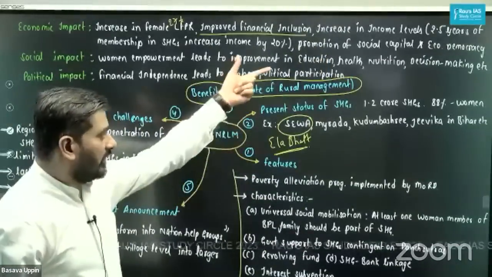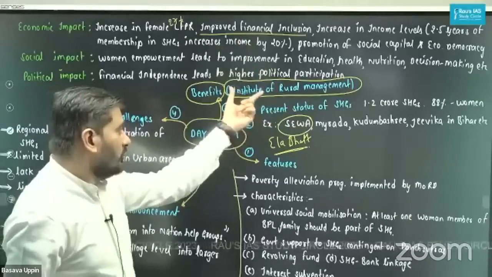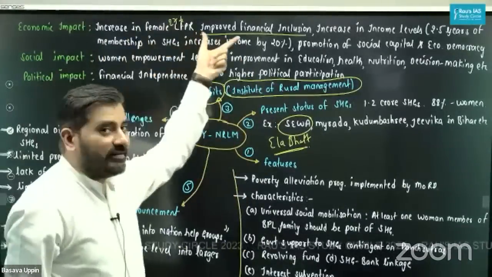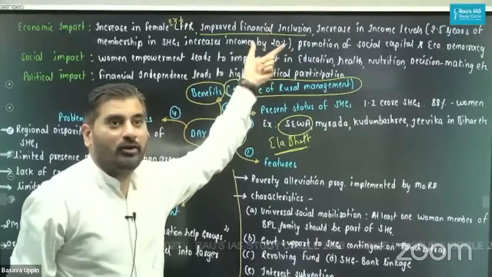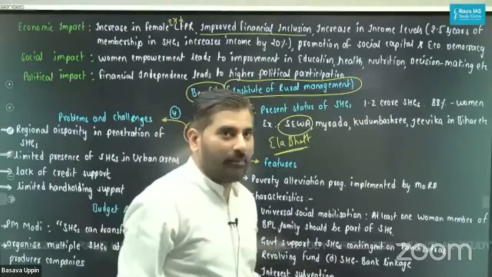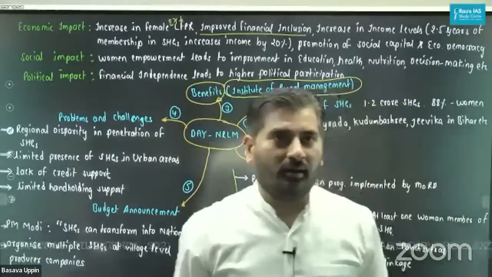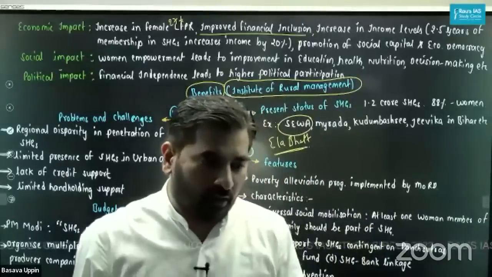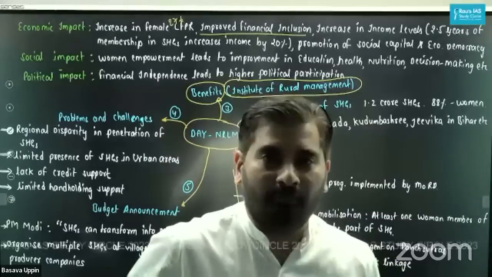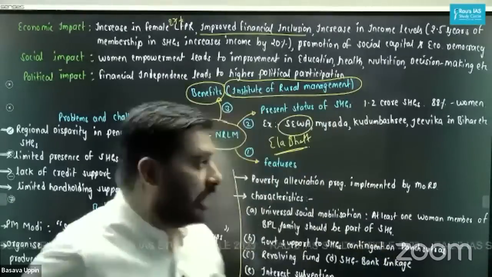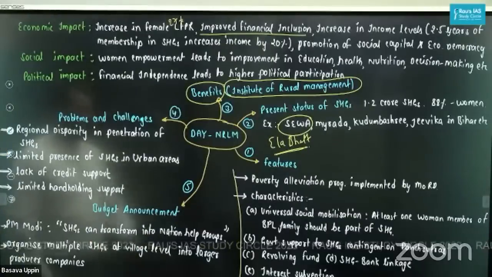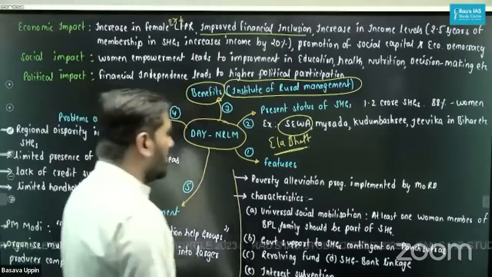And look at the third point, which is very important. According to the Institute of Rural Management, 2.5 years of membership in SHGs can help us increase the income level of women by almost 20%. And lastly, it can help us promote social capital as well as economic democracy. So when I say economic democracy, it will help people or women to contribute to the process of development and also get benefited from the development which is taking place in the Indian economy. And look at the social impact. You can see women empowerment has led to improvement in education, health, nutrition, decision making.